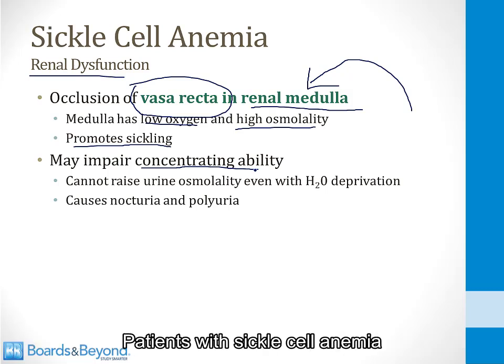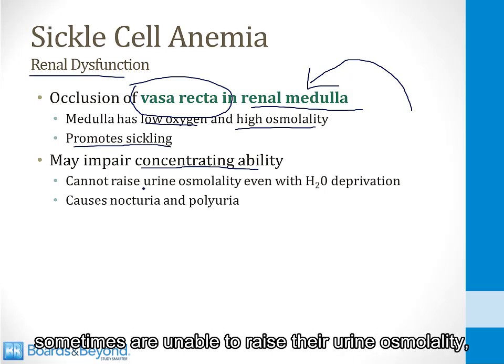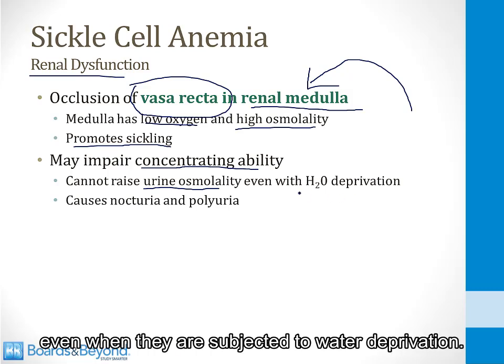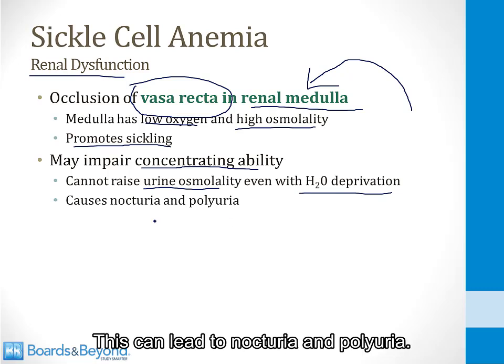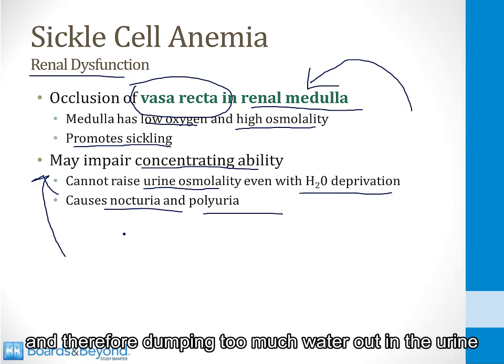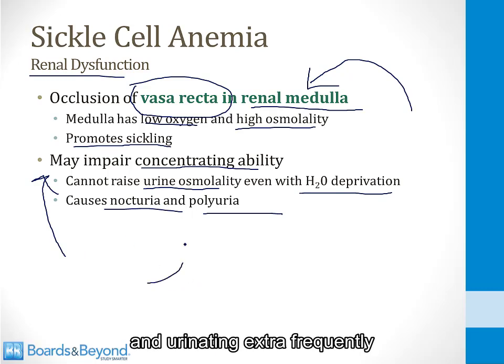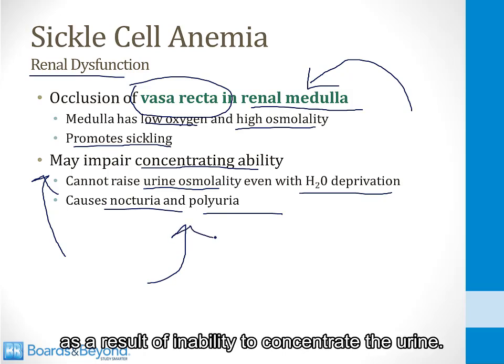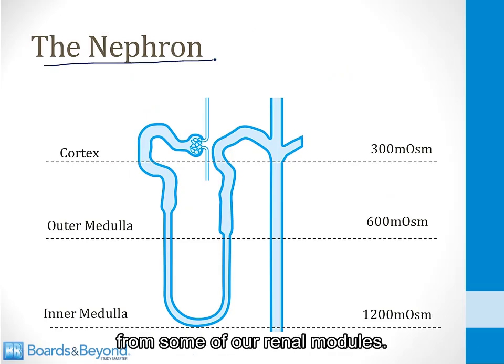Patients with sickle cell anemia sometimes are unable to raise their urine osmolality even when they are subjected to water deprivation. This can lead to nocturia and polyuria. These are all symptoms of being unable to concentrate the urine, and therefore dumping too much water out in the urine and urinating extra frequently as a result of inability to concentrate the urine. Here's a drawing of the nephron from some of our renal modules.